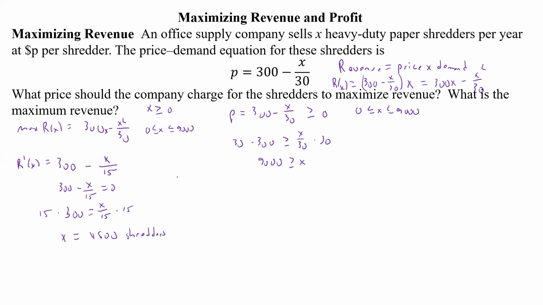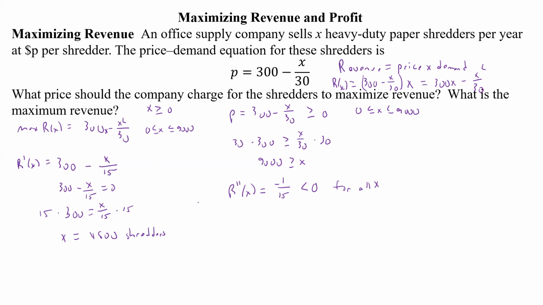Now, that was just the first derivative. Now we need to find the second derivative. That 4,500 is our critical number. So now R double prime of x, our second derivative, is equal to what? Well, x is to the 1 power, so it comes down, and we're just going to have minus 1 over 15. That's less than 0, no matter what x we put in there. So it's less than 0 for all x, and that means we're going to end up with a maximum.